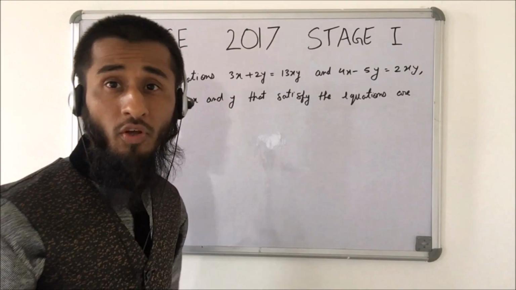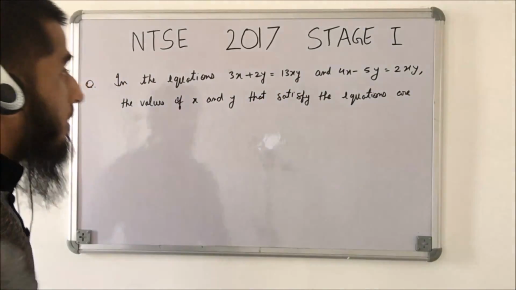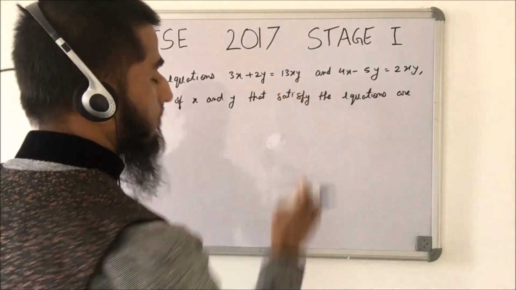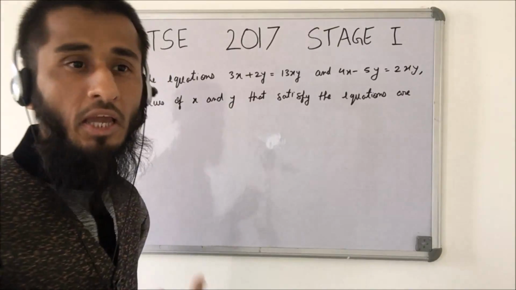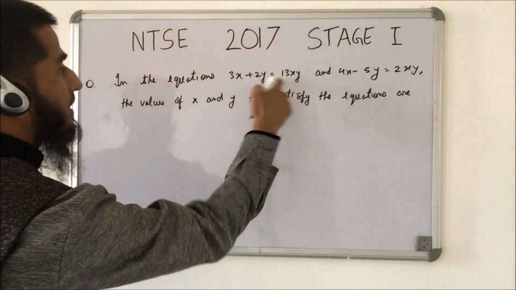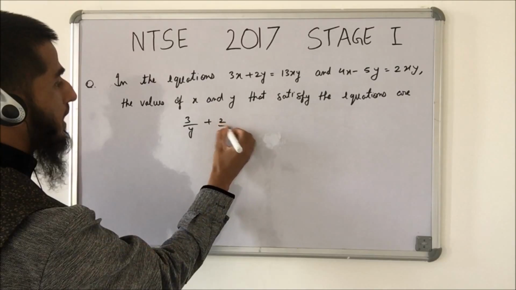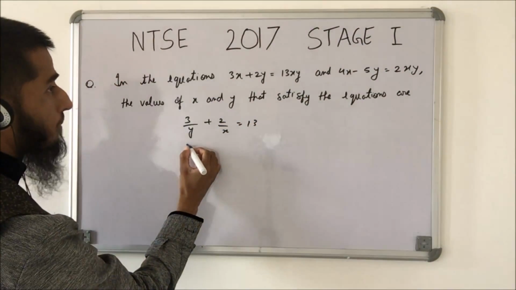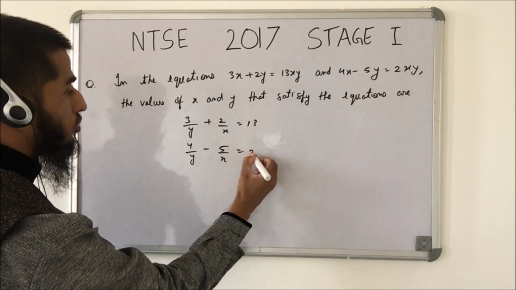Here two equations are given and we need to find the values of x and y that satisfy the equations. But in these two equations, we have x, y and also the product of x and y. So let's try to make these two equations linear equations in only two variables. If I divide this by xy, what do I get here? 3 by y plus 2 by x is equal to 13, and from here I get 4 by y minus 5 by x is equal to 2.